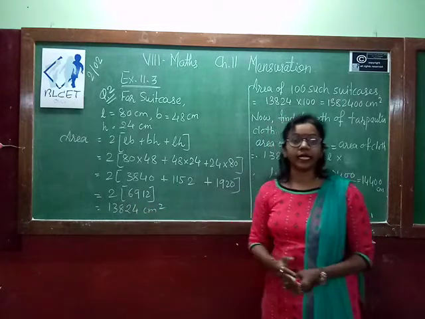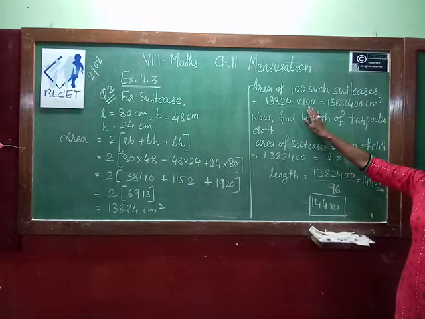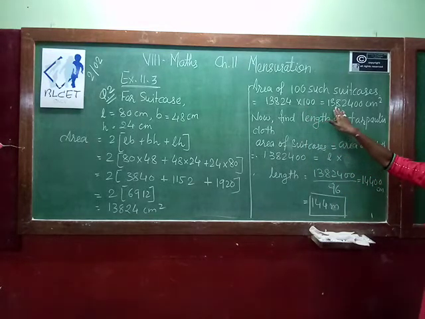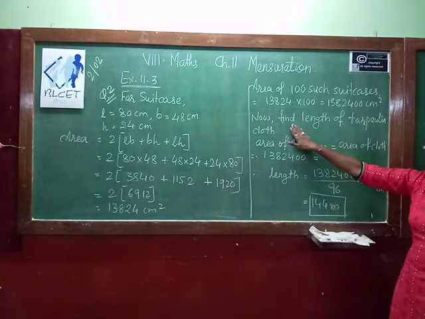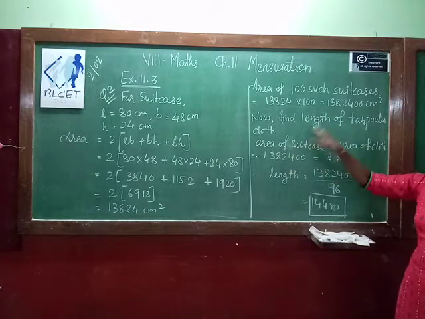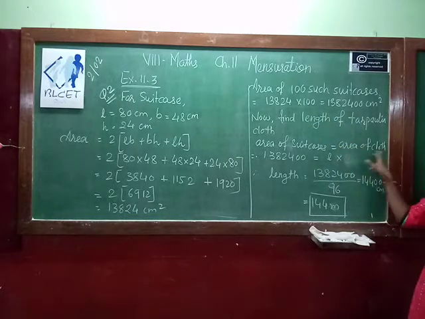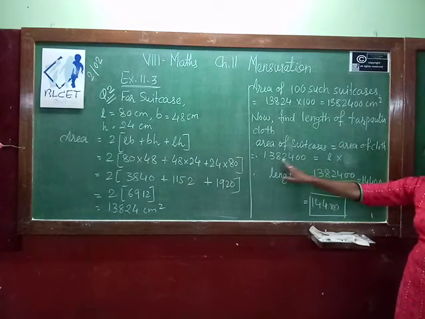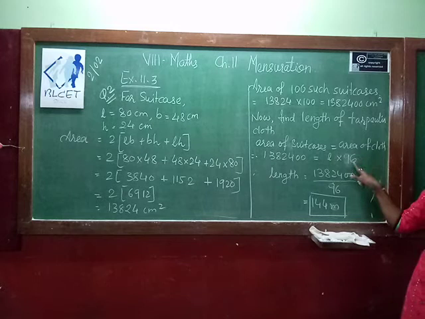Now we will find the area of 100 such suitcases. What we have to do is just multiply with 100. So what will we get? This is the answer in centimeter square. This is the area of 100 suitcases. Now we want to find the length of the tarpaulin cloth. So what we have to do? Area of 100 suitcases is equal to area of cloth. So we will substitute: the area of suitcase is equal to L into B, where B is 96.